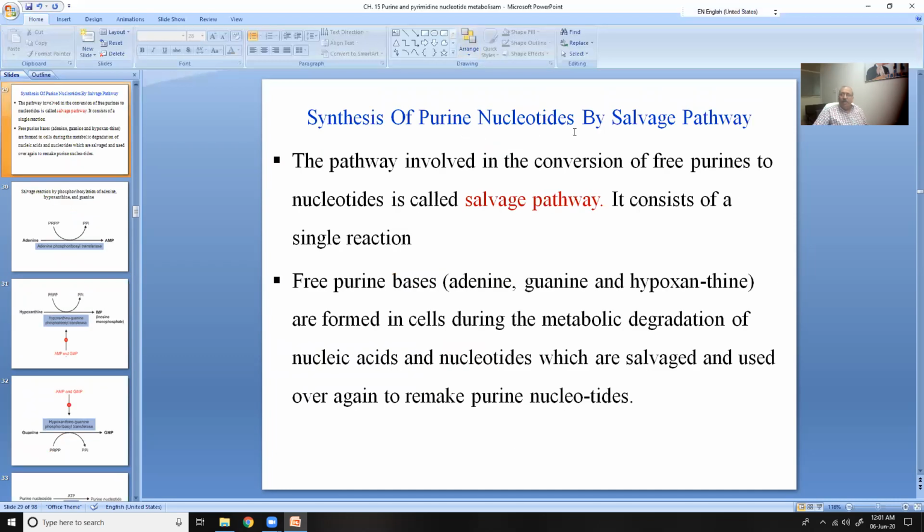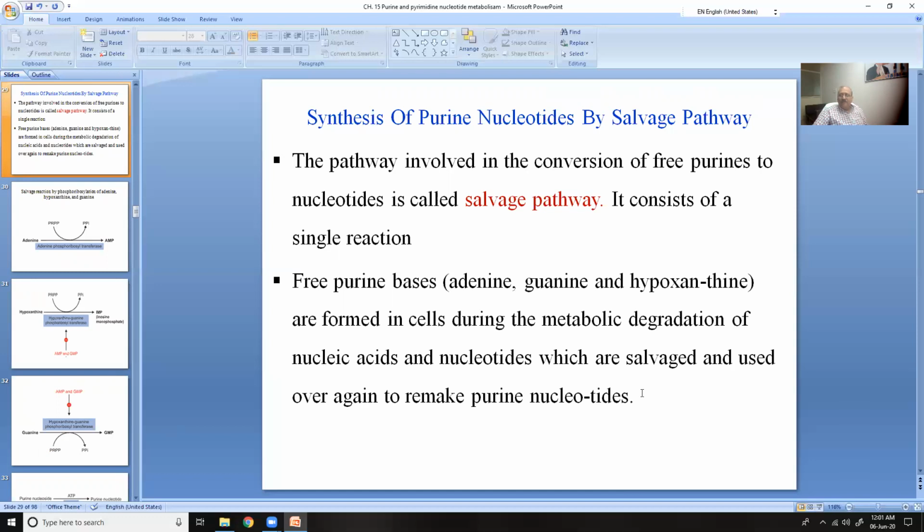Synthesis of purine nucleotide by salvage pathway. The pathway involved in the conversion of free purines to nucleotide is called salvage pathway. It consists of a single reaction. Free purine bases, adenine, guanine, hypoxanthine, are formed in cells during the metabolic degradation of nucleic acids and nucleotides, which are salvaged and used over again to remake purine nucleotide.